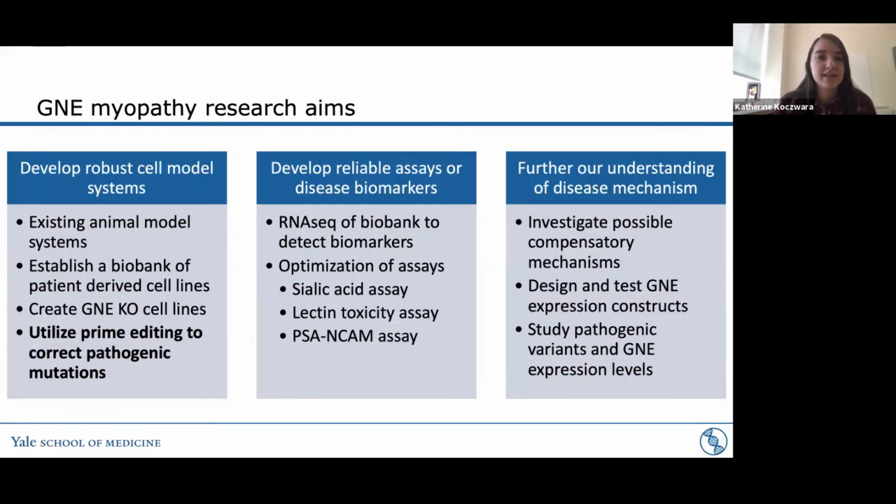And then the last cell model system that I'm working to do is to utilize prime editing to correct pathogenic mutations. So what this means is I basically want to take the cell lines that we have in the biobank that have mutations in the GNE gene and correct them to wild type so they no longer have the mutation, and it's a way of correcting the cell from a GNE myopathy cell to a healthy cell line.